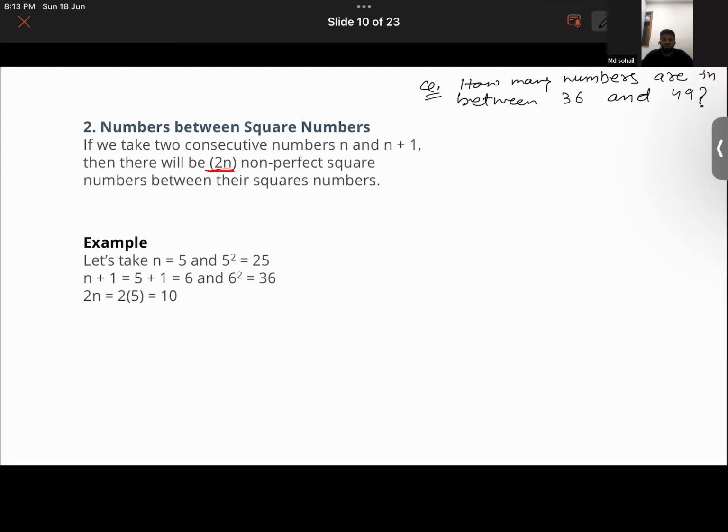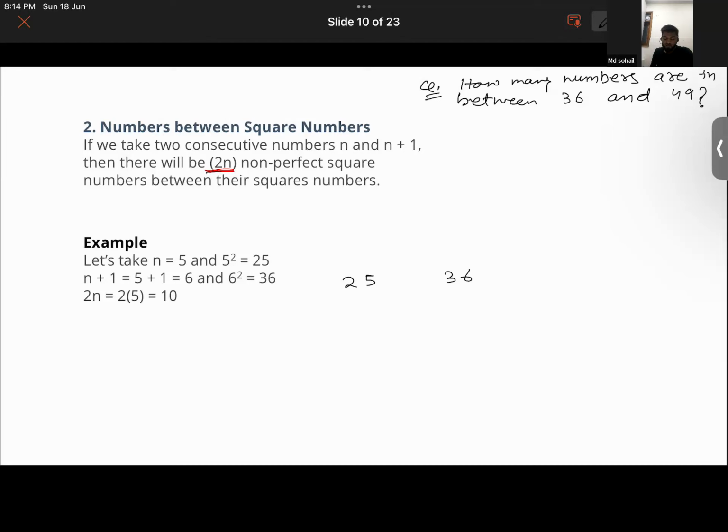Yes, sir, that is correct. Yeah, sir, I can't figure it out. Okay, look, in the question just before the previous question, it was 25 and 36. You were required to find how many numbers are in between these two square numbers.